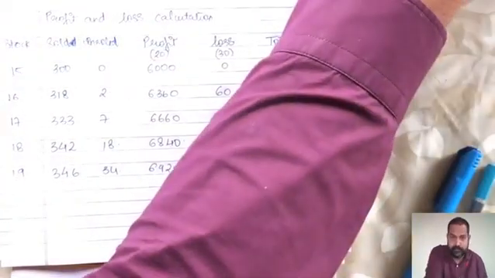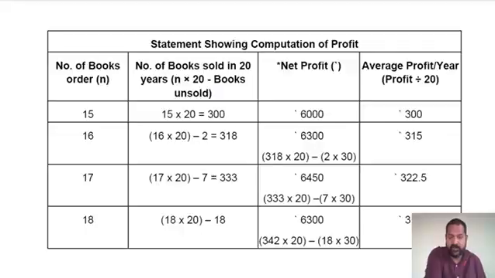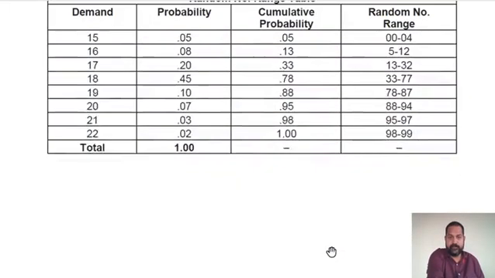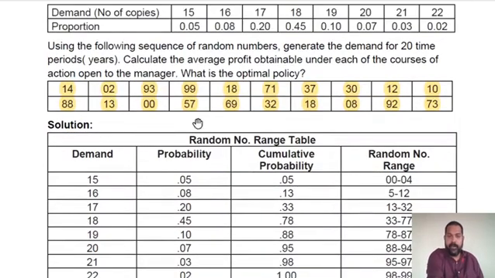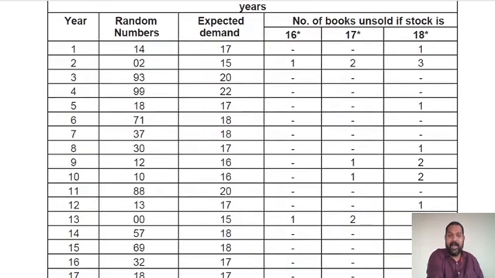Let's move on and quickly look at their solution. So, their solution is here. Demand probability, cumulative probability, random numbers. From that, I predict the demand with the random numbers for 20 periods. And what they have done is, they have only done it for 16, 17, 18. And I told you why only 16, 17, 18.